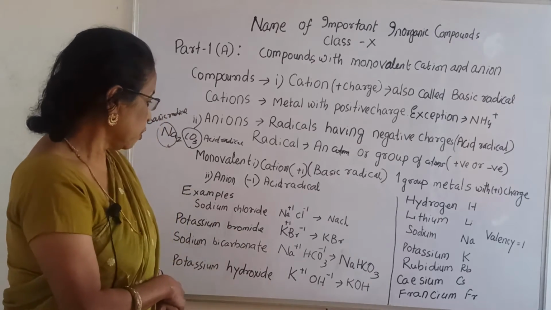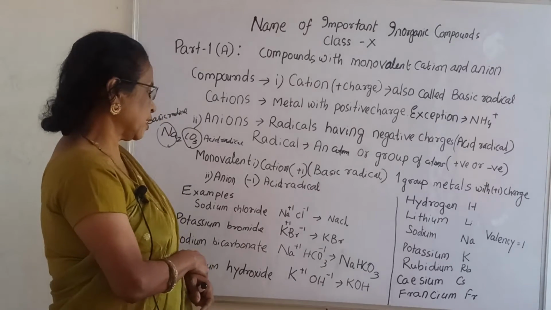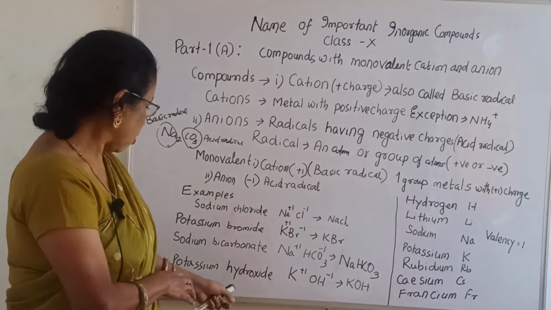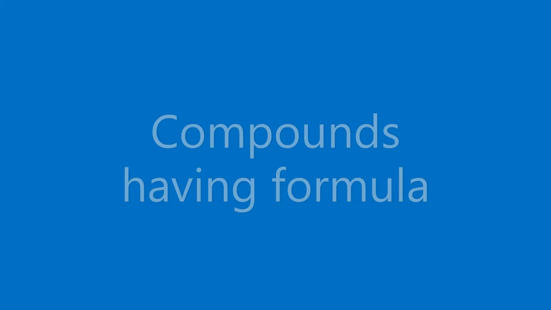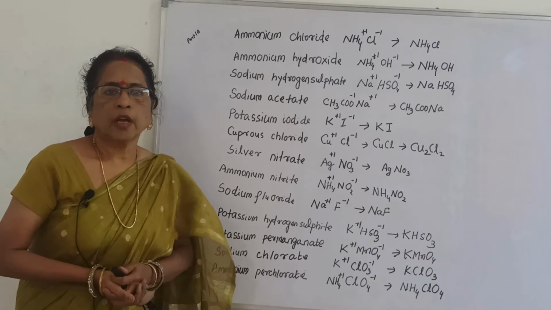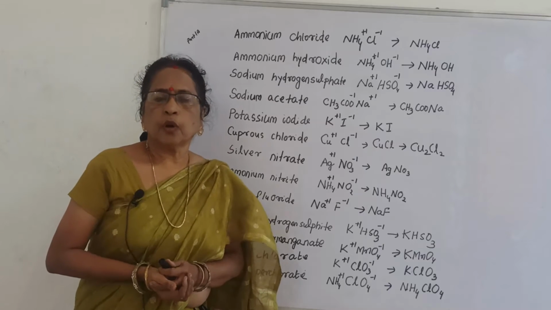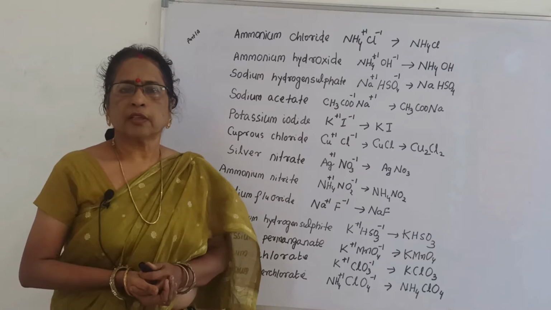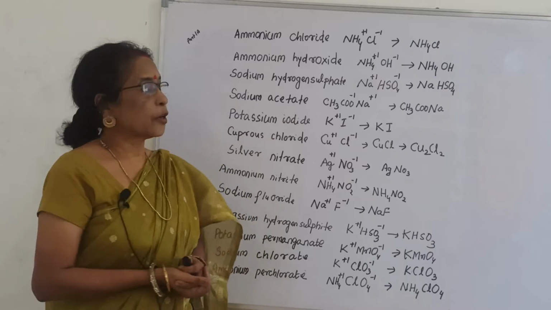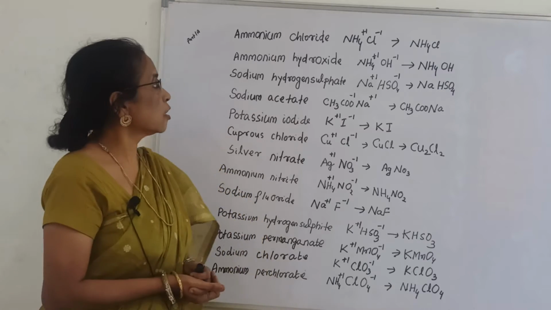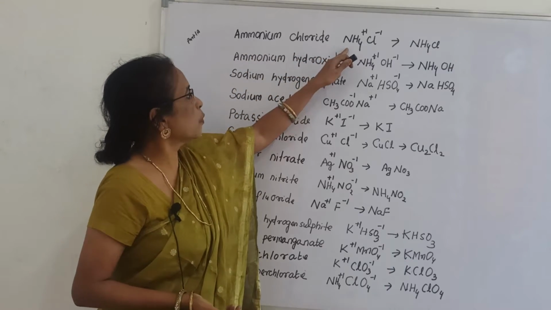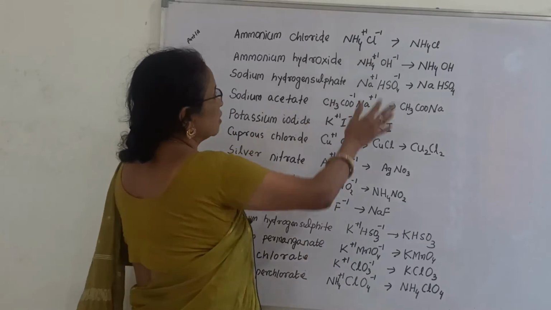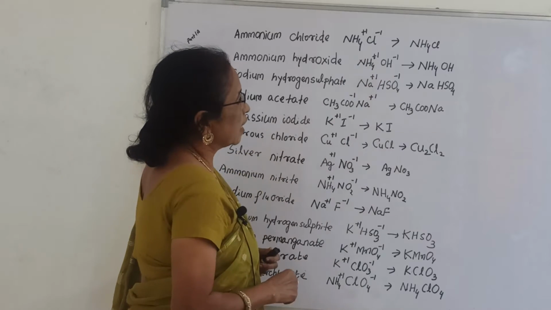We will proceed with monovalent cations, that is +1, and also some anions having -1. We will see other examples here. Ammonium chloride. You know ammonium is a cation. It is not a metal ion, but it is a cation, consisting of a group of atoms having positive charge. NH4 has charge +1 and chloride has charge -1, so they cancel each other, and the formula is NH4Cl.